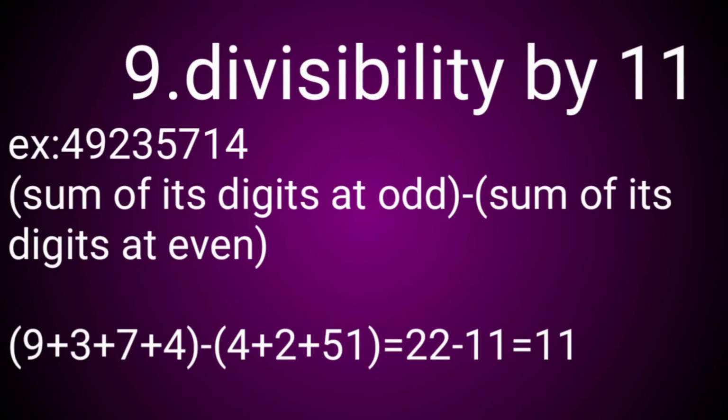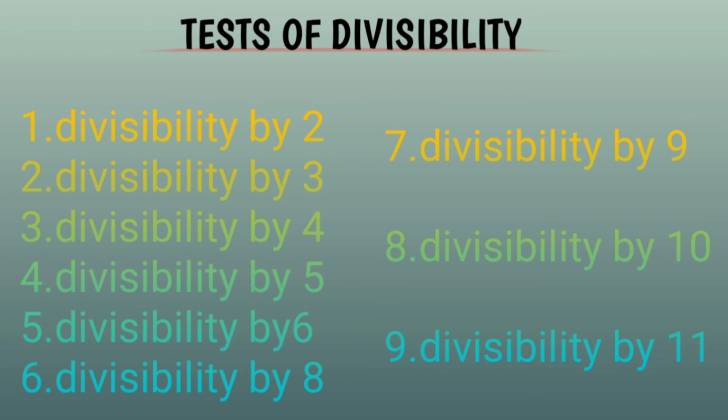The next rule is divisibility by 11. A number is divisible by 11 if the difference of the sum of its digits at odd places and the sum of its digits at even places is either 0 or a number divisible by 11. Here, the sum of its digits at odd places is 22. The sum of its digits at even places is 11. So the difference equals 11. 11 is divisible by 11. So this number is also divisible by 11. These are the tests of divisibility.